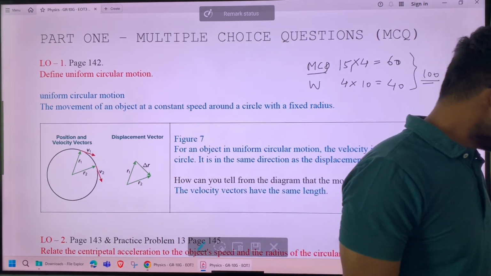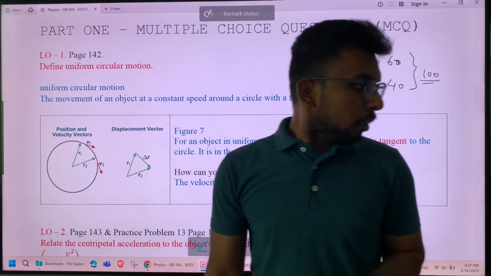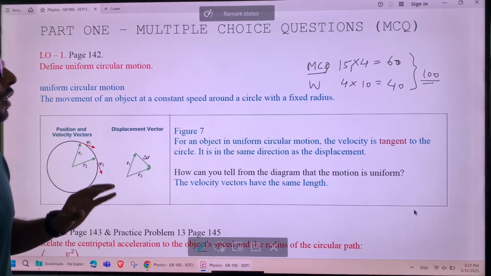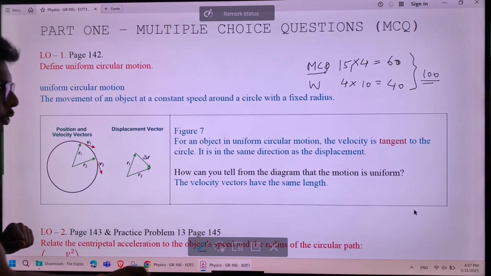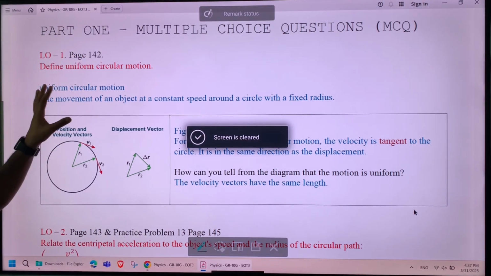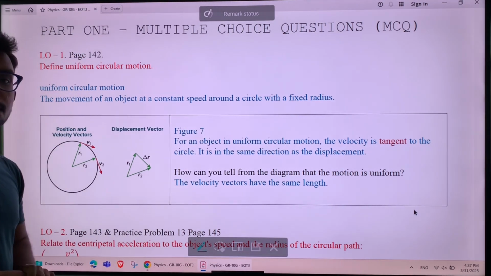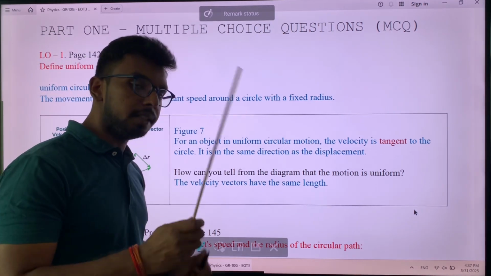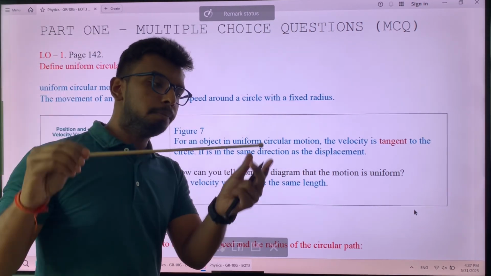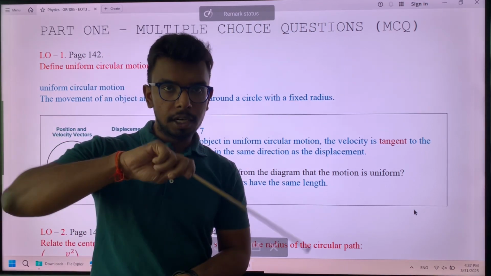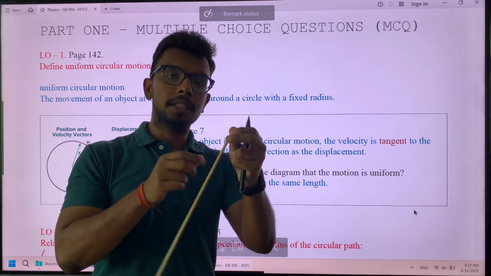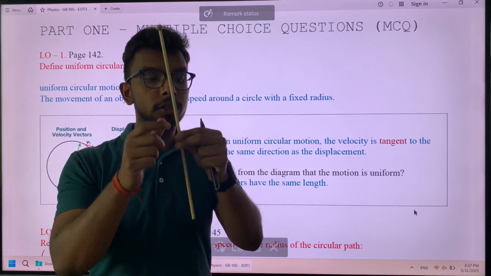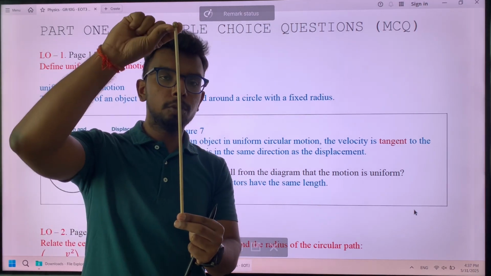Okay, moving to the first question. The first question says, define uniform circular motion. So when we say define uniform circular motion, we are talking about something moving in a circle. For example, say this is a stick. If we assume this is a particle and we start moving it in a circular path, therefore this is a circular motion. But when will this circular motion be uniform?